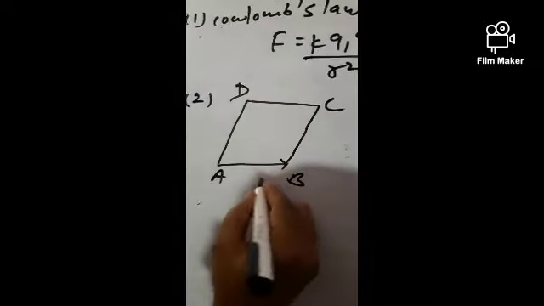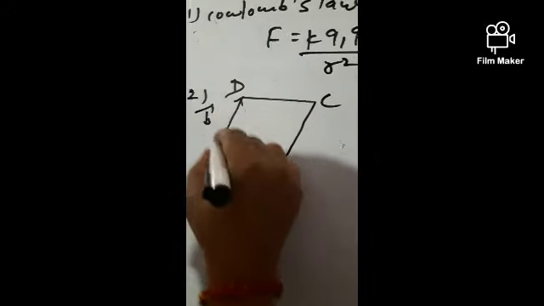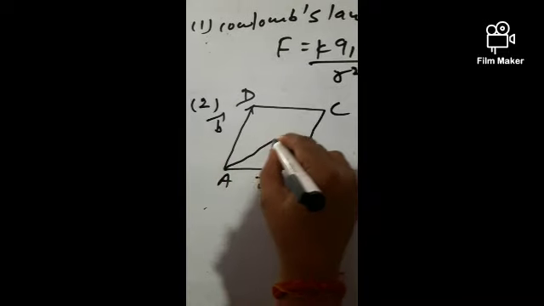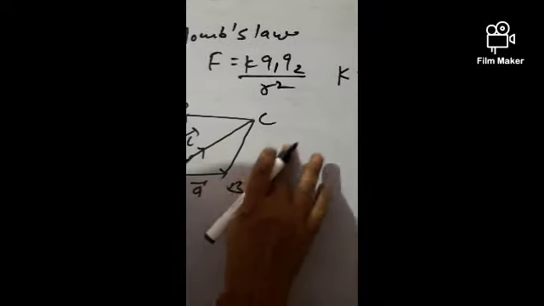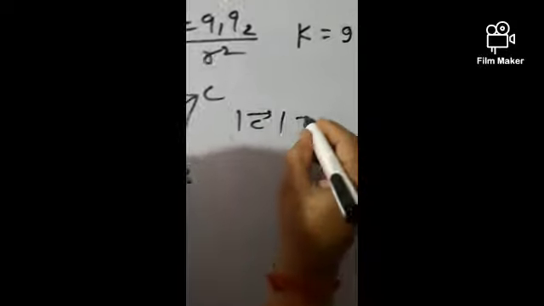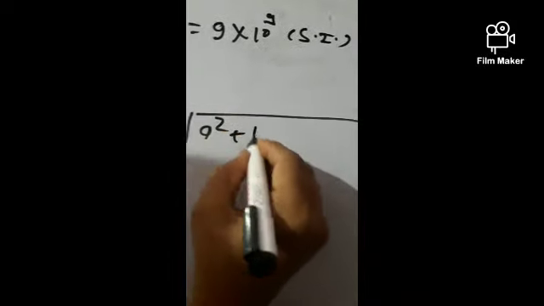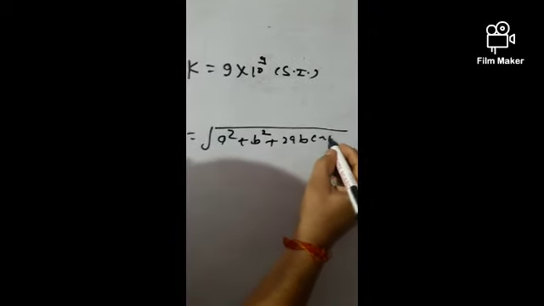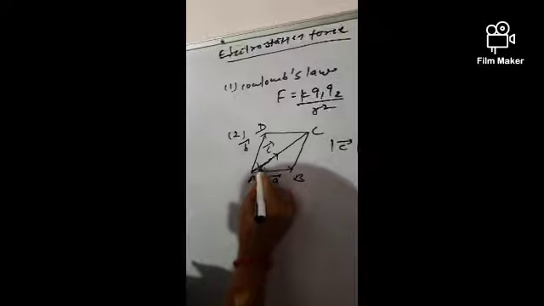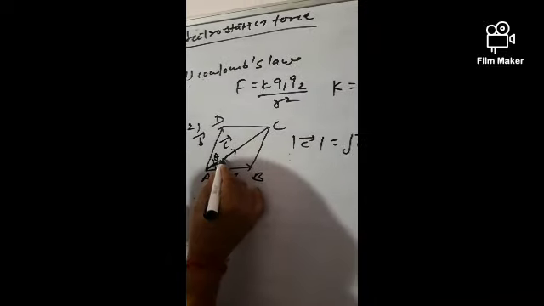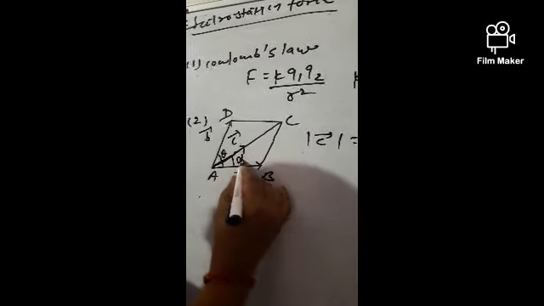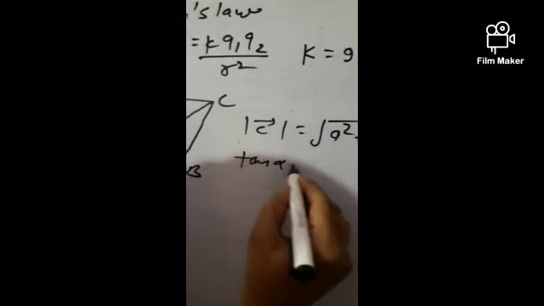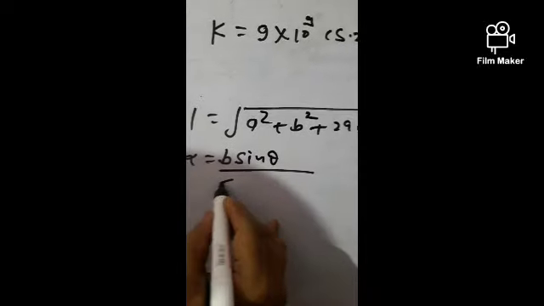If two vectors, vector A and B, are represented by two sides of parallelogram, then their resultant is represented by diagonal passing through cross section, and magnitude of resultant force is equal to under root A square plus B square plus 2AB cos theta, where theta is angle between vector A and vector B. For direction, if resultant vector makes an angle alpha with vector A, then tan alpha is equal to B sin theta upon A plus B cos theta.